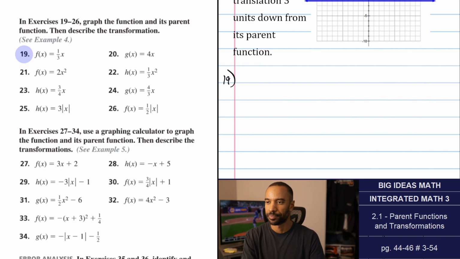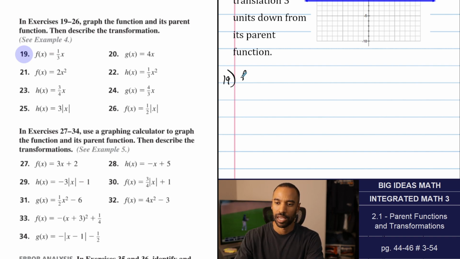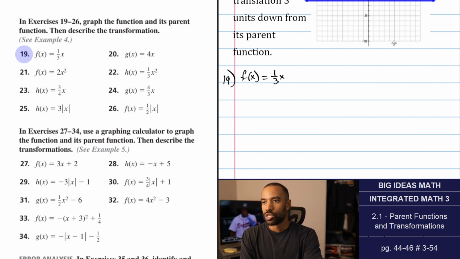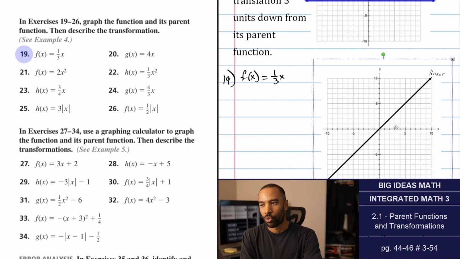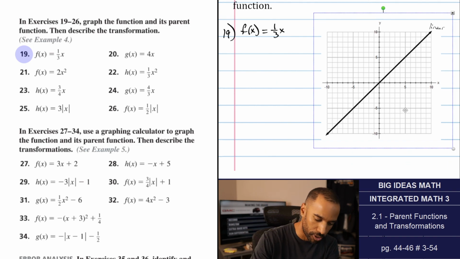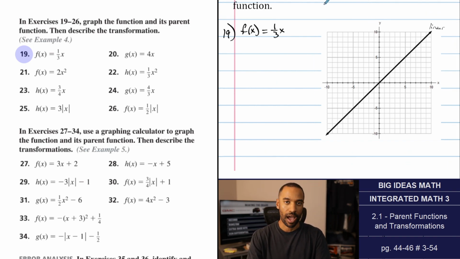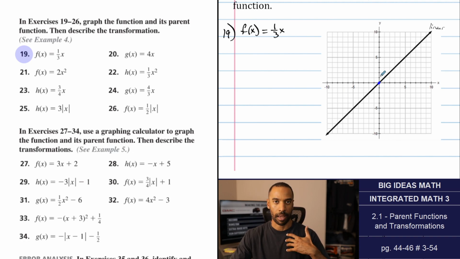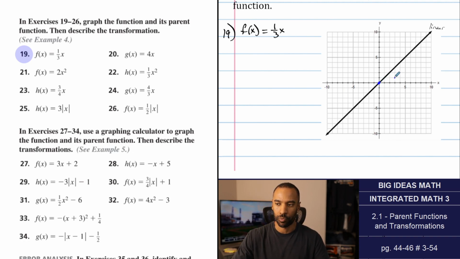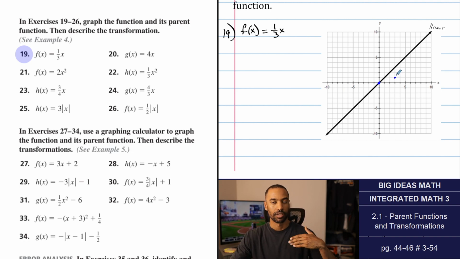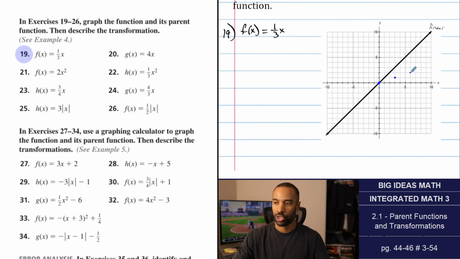So number 19, we have to talk more in terms of fractions, but we start with a linear one. So f of x equals 1/3 x. For us as knowledgeable linear equation graphers, in y equals mx plus b form, we see this as a y-intercept of 0 and a slope of 1/3, which we get to aptly do as a rise of 1 and a run of 3, so we can skip all the fraction stuff in between. So rise 1, run 3, rise 1, run 3.